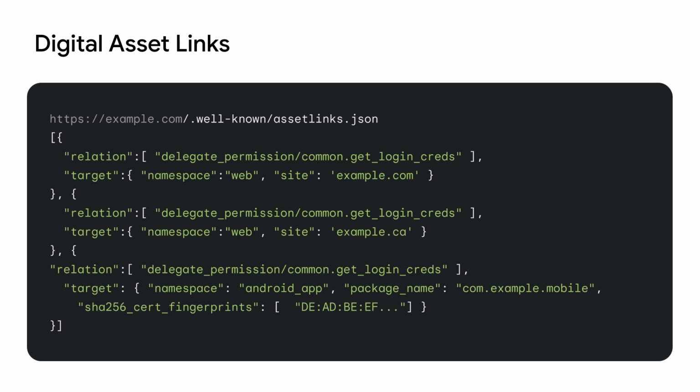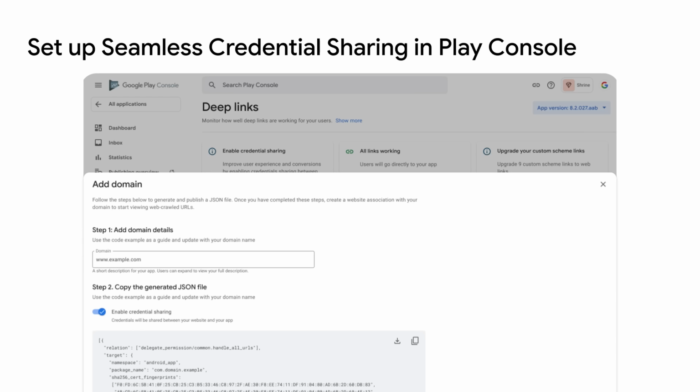To set up seamless credential sharing, you can use Digital Asset Links. Add a JSON file to the server at .well-known/assetlinks.json and some metadata to the app's manifest file. Or even easier, you can let the Google Play console generate the JSON snippet and host it on your server. There is no need to change your app's manifest.